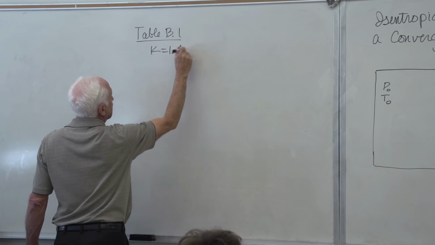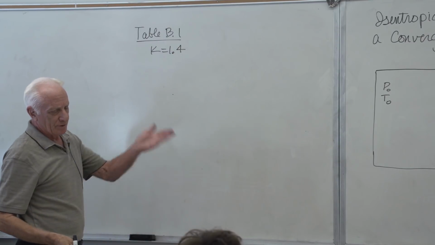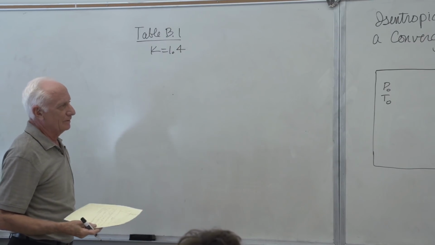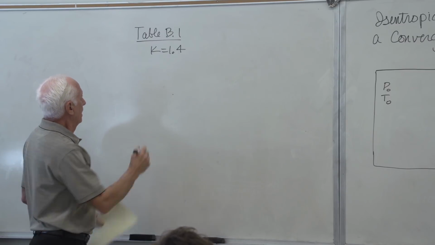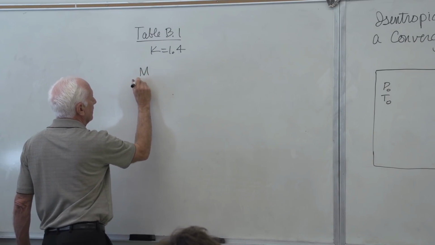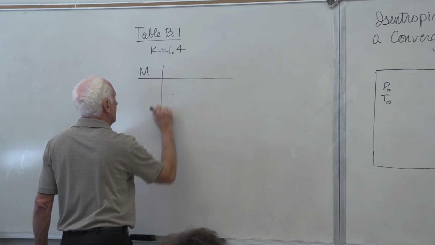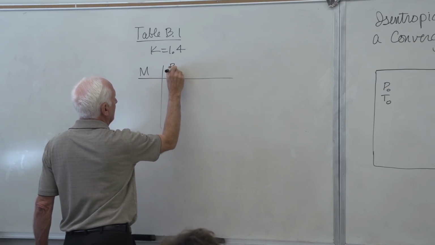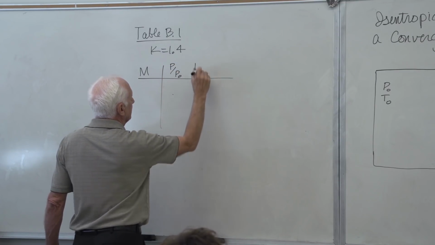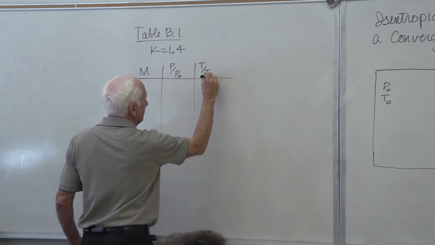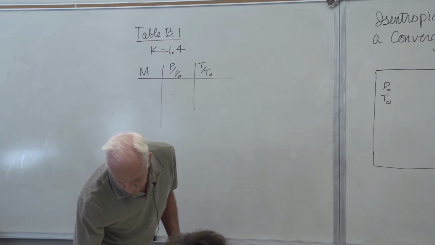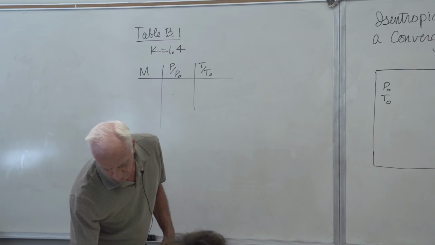We'll assume the gas has a K value of 1.4. Assume it's air if that's normal. Mach number, P over P naught, T over T naught. I might have that guy reversed. Let's see. Yeah, that's okay. And rho over rho naught.